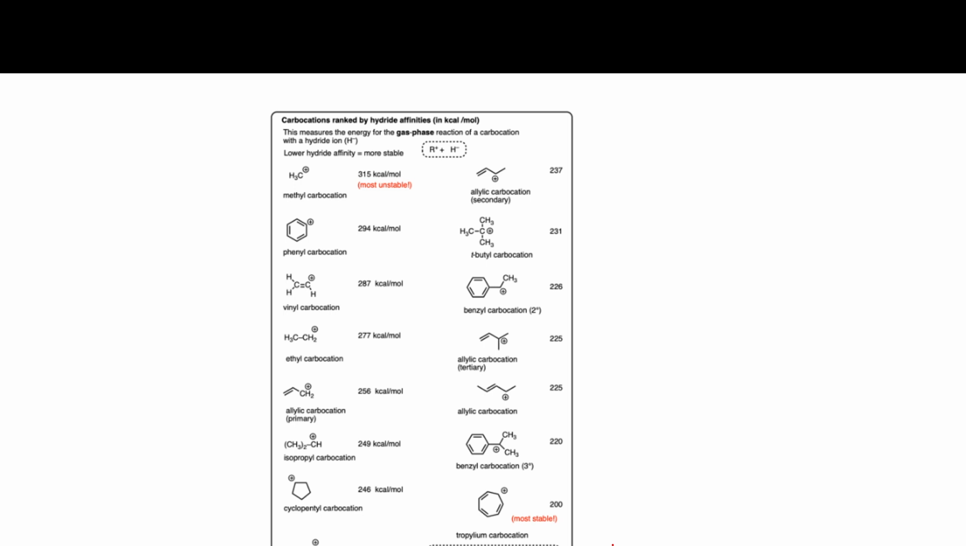That value shows how the carbocation will be stabilized. The carbocations are ranked by hydride affinities in kilocalories per mole, which measures the energy gap of the gas phase reaction. The methyl carbocation easily takes a hydride because it is unstable. So it is the most unstable, at 315 kilocalories per mole. With decreasing hydride affinity, carbocation stability increases.